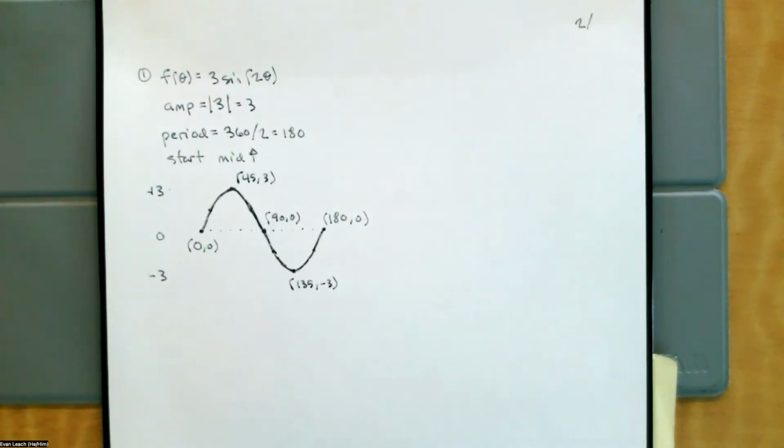So we're just going to take that period of 180, cut it in half, then mark the 1/4 mark and the 3/4 mark. Any questions?